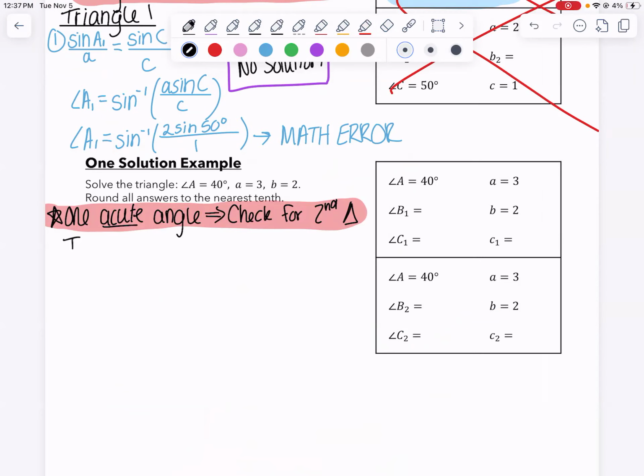I'm going to say that we have two, triangle one. I'm going to start with, let's see, we have everything about A. We have half the information on B, so we can solve for angle B1 to begin with. So sine of B1 divided by baby B is equal to sine of A divided by baby A.